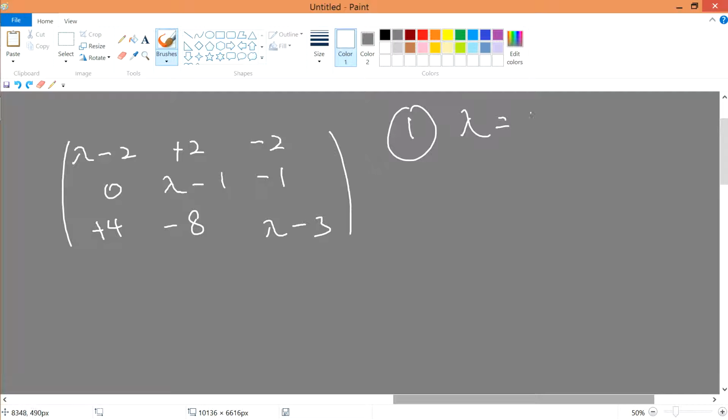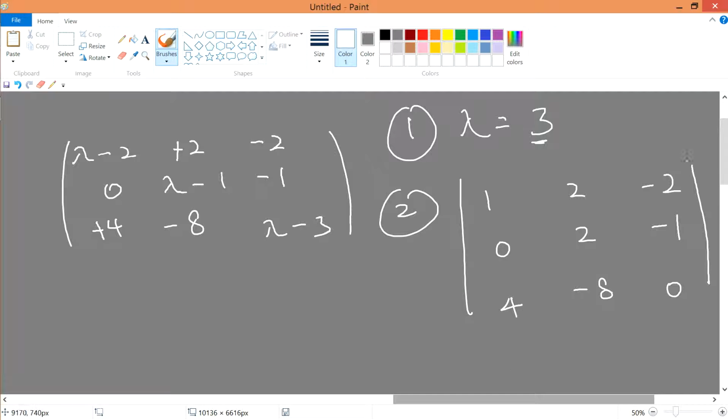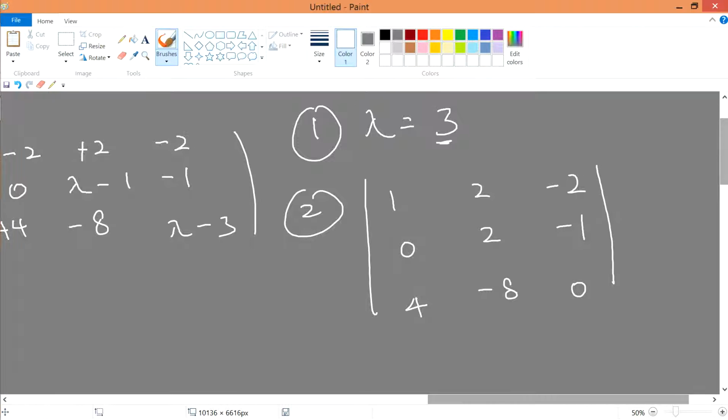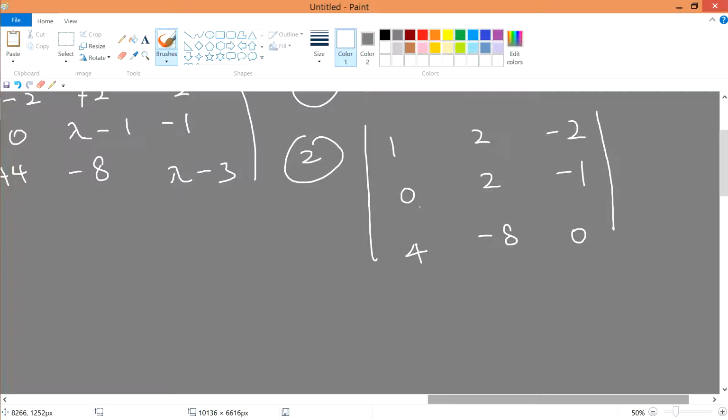But in this case, I'm solving in terms of lambda equals 3. So I just sub in lambda equals 3, and therefore I have 3 minus 2 equals 1, and then the rest I just leave the same, and then 0, and 3 minus 1 is 2, minus 1, and then 4, minus 8, and 3 minus 3 is 0. And I would urge that please be very careful, because this may also be a careless mistake. So recheck your calculations, alright? Make sure it tallies.